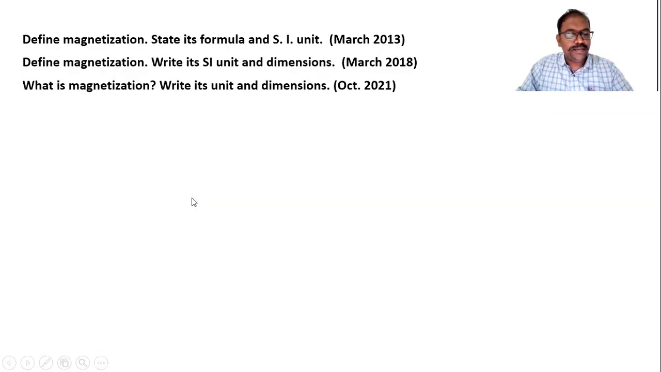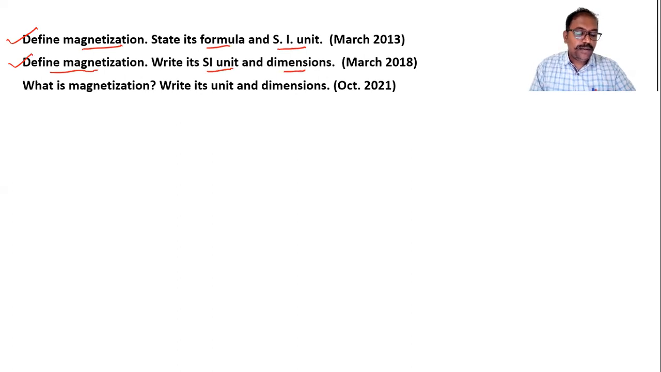So let's see the solution now. In the first question, they ask the definition of magnetization, formula, and unit. Three things they ask. The next time, they ask the definition of magnetization, SI unit, and dimension. The additional thing is dimension here. The third time, they ask the definition of magnetization, unit, and dimension. So let's see the solution here.